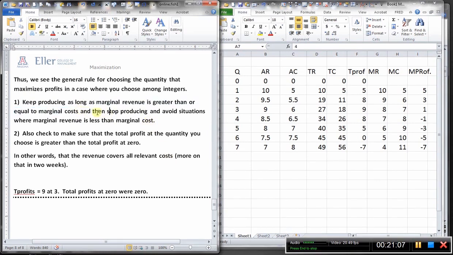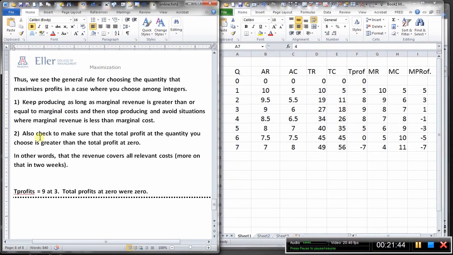So notice it's down to marginal revenue and marginal cost again. And then we want to stop producing and avoid situations where marginal revenue is less than marginal cost. Now, in general, there are going to be situations where you might lose money on the first few, but then you're going to make enough money on marginal revenue and marginal cost after that that you're going to do fine. All right, so which brings us to this next point. You also need to check to make sure that the total profit at the quantity you choose is greater than the total profit at 0. That's the key thing that you're looking at there.